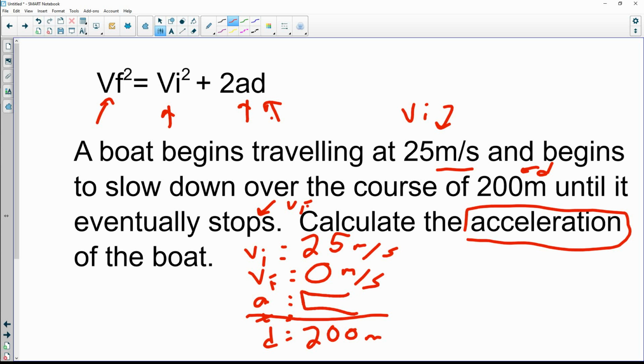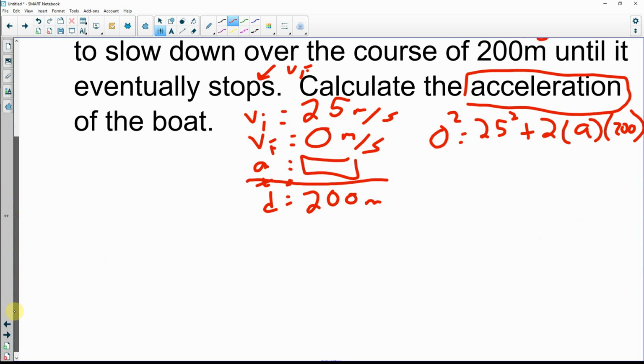And I'm looking for my acceleration. Now I'm going to use this equation, VF squared equals VI squared plus 2AD. And I'm going to try and squeeze it over on the right side of the screen, but if I don't, we'll move things around. So VF squared is 0 squared equals 25 squared plus 2 times A, which we're looking for, times 200. Oh, I can't believe I got that all to fit in.